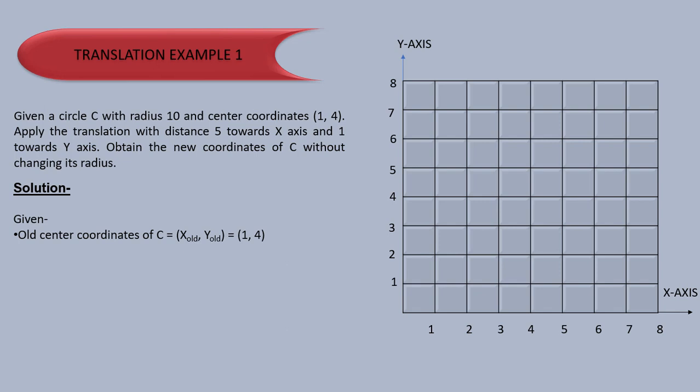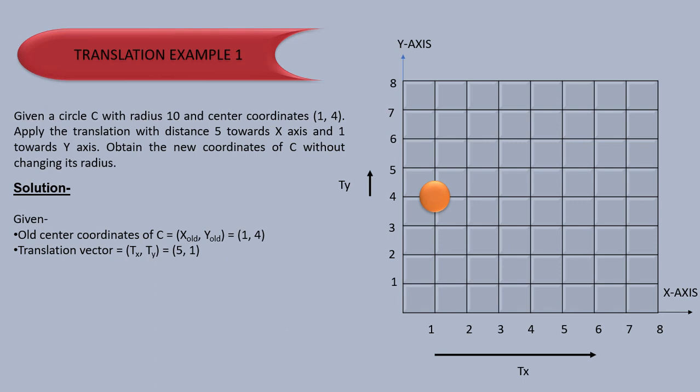We have the center of the circle at 1 and 4 as the values of x and y respectively. First we plot this in our plane, and we have the translation vector tx and ty as 5 and 1. Whatever circle we have plotted, now we need to apply the translation vector. The object will move a distance of 5 towards the x-axis, so tx will be applied, and 1 towards the y-axis. That distance we are going to apply.